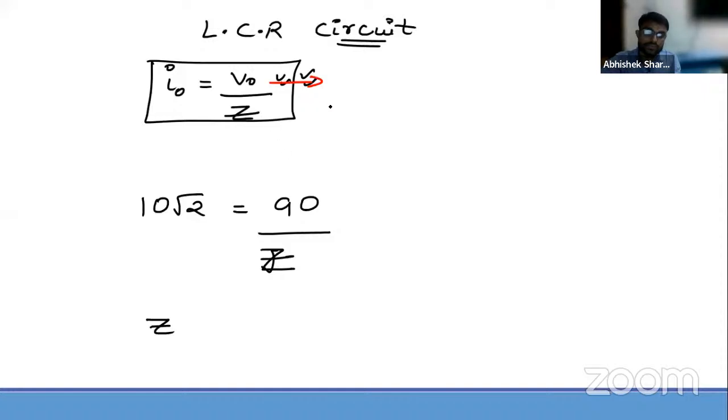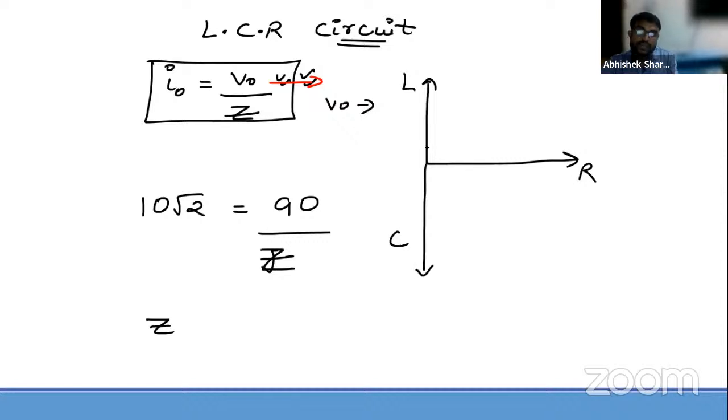So how will we solve this? How will we find the V naught? To find V naught, remember in the series LCR circuit, this is L, this is R. The inductor voltage always leads the resistor voltage by 90 degrees, and the capacitor lags behind the resistance voltage by 90 degrees. So this is resistance voltage, this is inductance voltage, this is capacitance voltage. This is 90 degrees here, this is 90 degrees here.